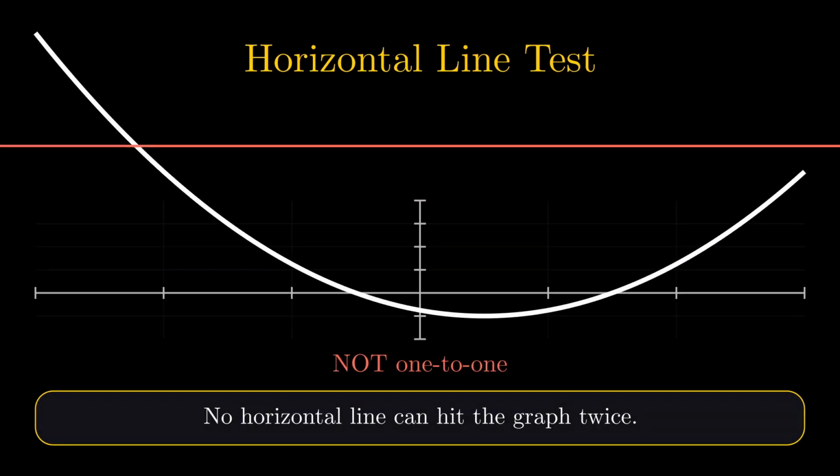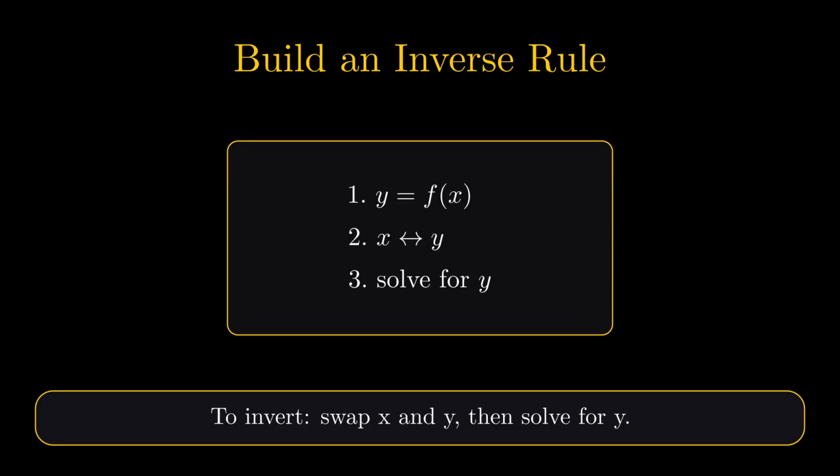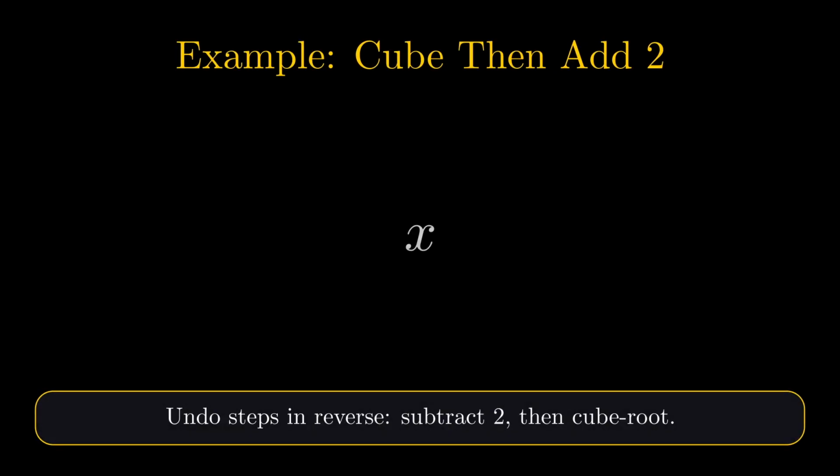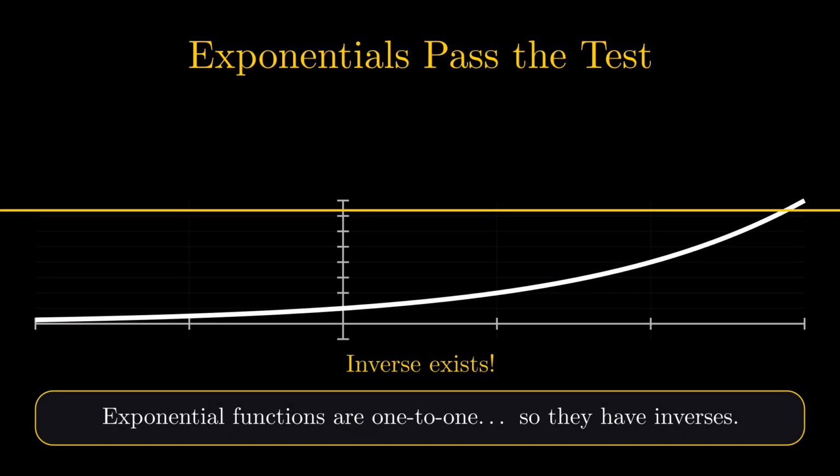Horizontal line test: if a horizontal line hits the graph twice, it's not 1-to-1. To build an inverse rule, write y equals f of x, swap x and y, then solve for y. Example: cube then add 2. To undo, subtract 2, then cube root. Exponentials pass the horizontal line test, so they have inverses.